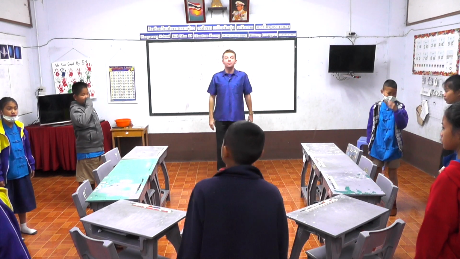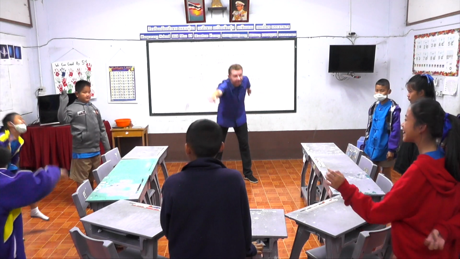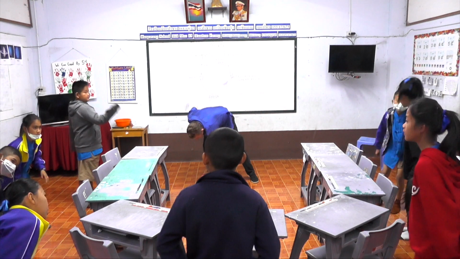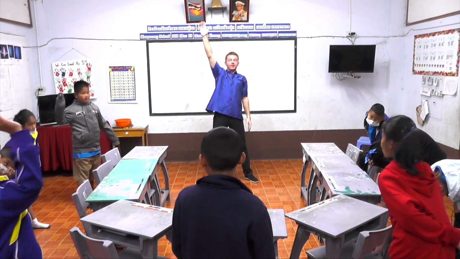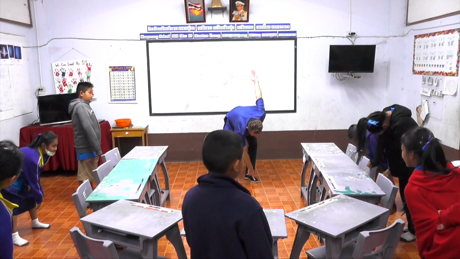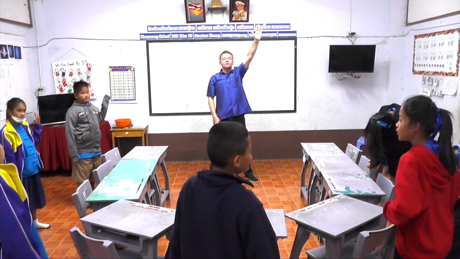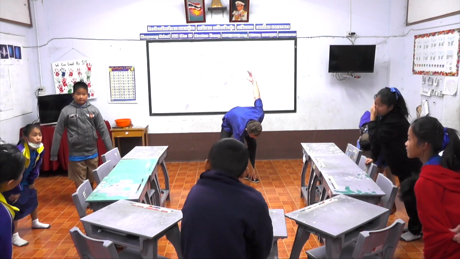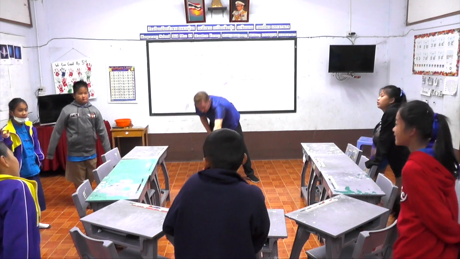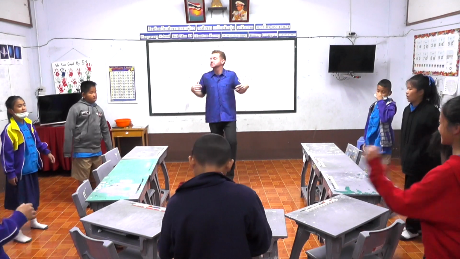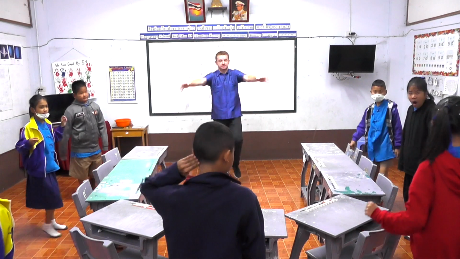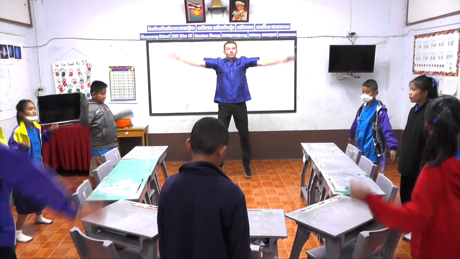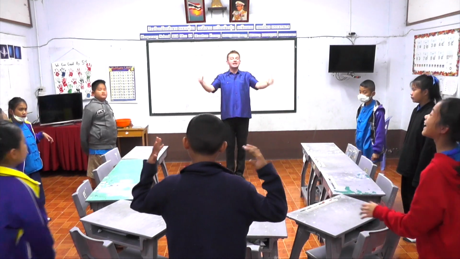Excellent. Okay. And now we can take our right hand and find our left foot. Left hand, right foot. Right hand, left foot. Left hand, right foot. Right hand, left foot. Left hand, right foot. And now let's shake it out again, guys. Arms and legs, shake it out. And to finish, we're going to do 5 star jumps. 1, 2, 3, 4, 5. Excellent, guys. Have a seat.